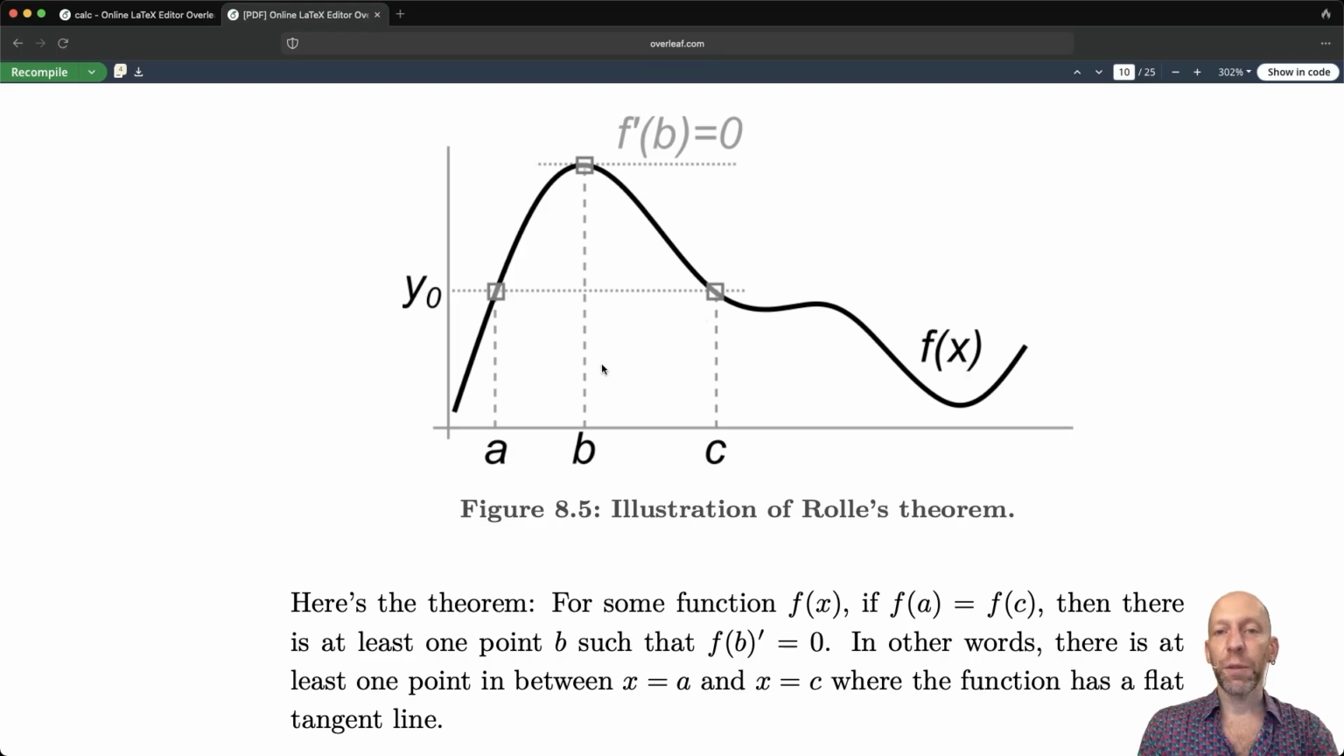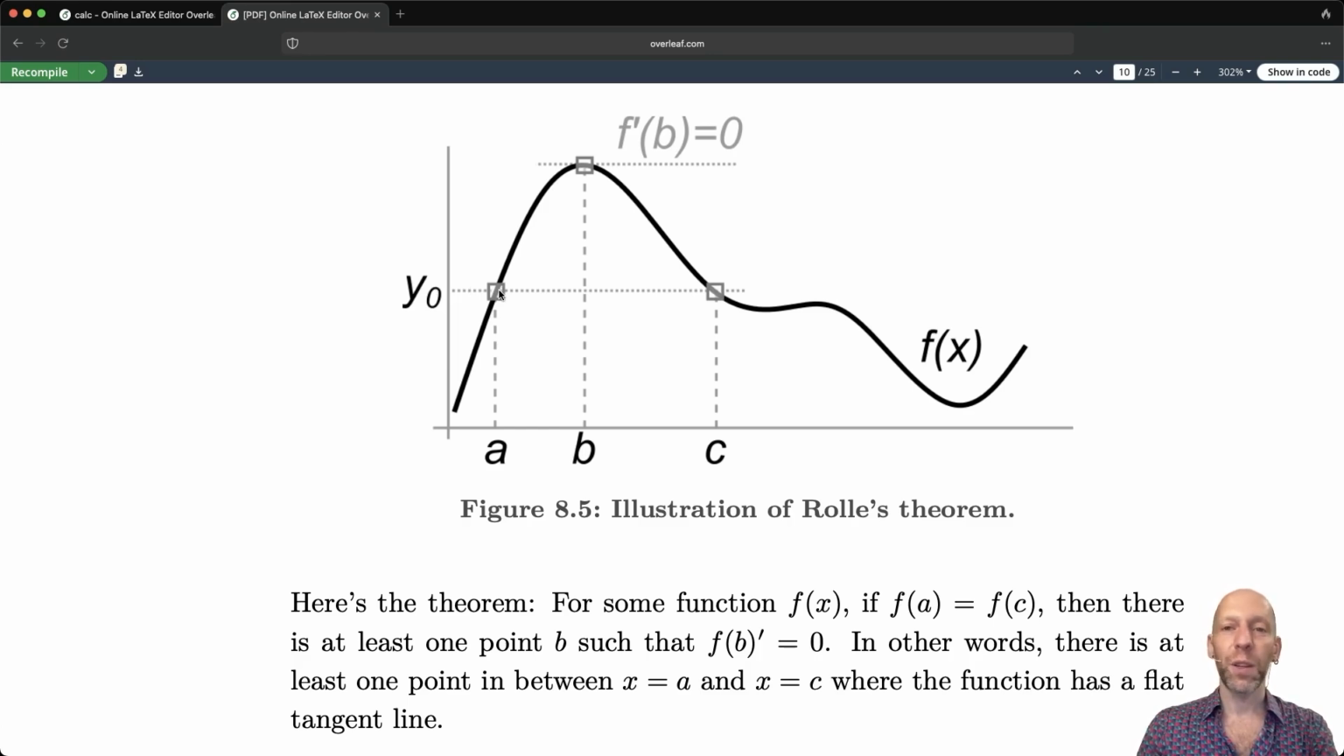Here is a figure from the book that illustrates Rolle's theorem. So given some function, as long as it is continuous and differentiable, given 2 points, x equals a and x equals c, these are the bounds of the interval that we are considering. Rolle's theorem tells us that there is at least one point between a and b where the derivative equals 0. Okay, so I discussed this earlier in the chapter.